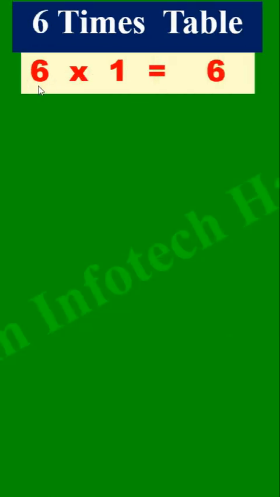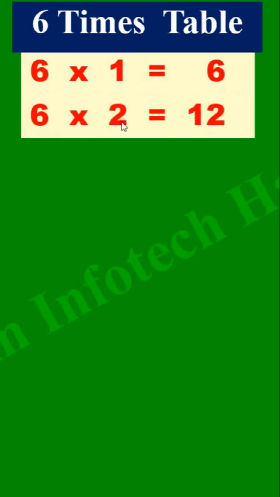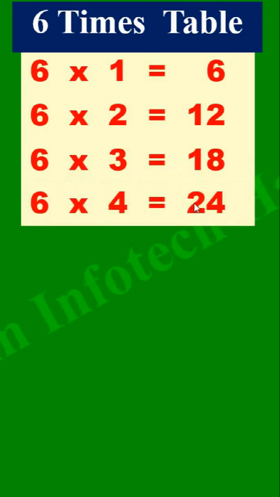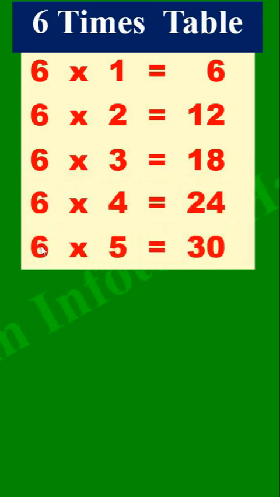6 times table. 6 times 1 is equal to 6. 6 times 2 is equal to 12. 6 times 3 is equal to 18. 6 times 4 is equal to 24. 6 times 5 is equal to 30.